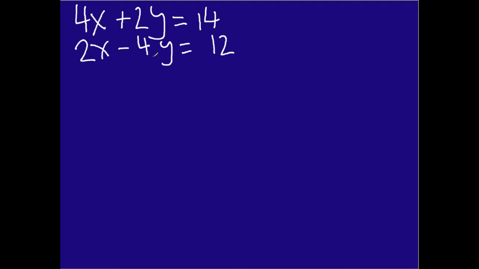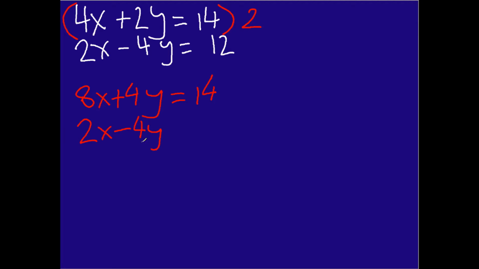In this particular situation, if I take the top equation, the whole thing, only the top equation, and I multiply it by 2, I'll get the following. I will get 8x plus 4y equals 14. And then below it I have still 2x minus 4y equals 12, because I did nothing to the bottom equation. Now, if your eyes are sharp, you can clearly see that if I add positive 4y and negative 4y, I'll get a 0.